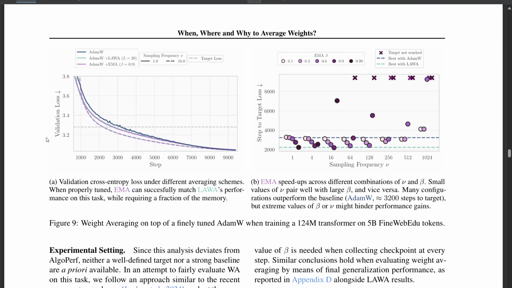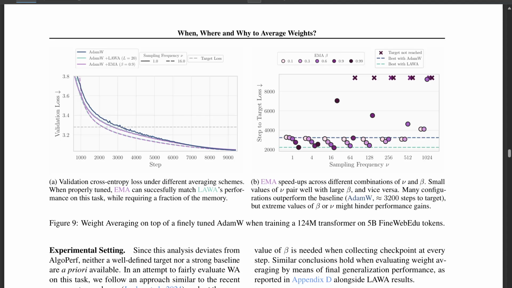Proper tuning is essential. They found, for instance, that small values of nu paired well with large values of beta, and vice versa. So there's an interplay. It's not quite fire and forget like Laowa might sometimes feel, but the payoff for tuning Ima seems considerable, especially given the memory savings. Right, a bit more tuning for potentially big memory gains.